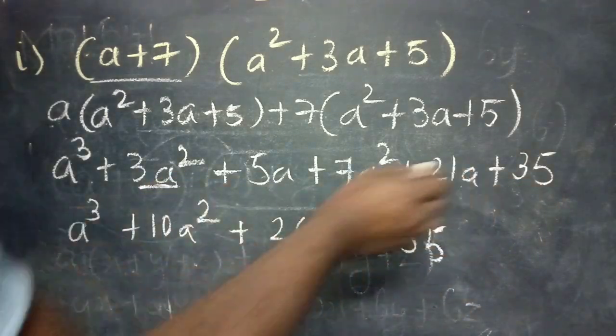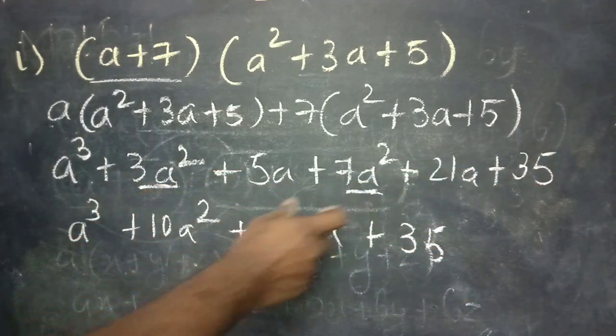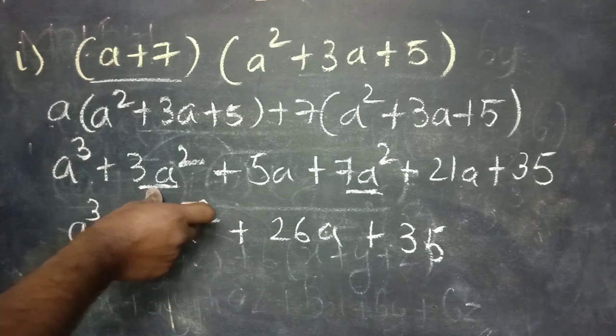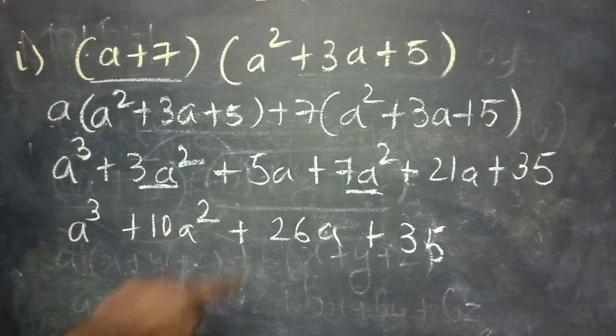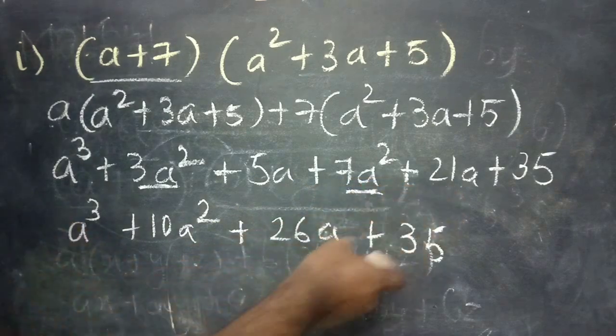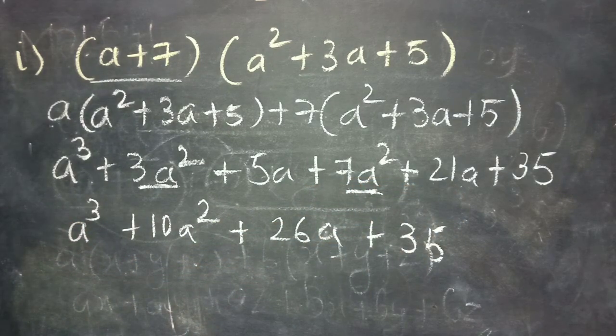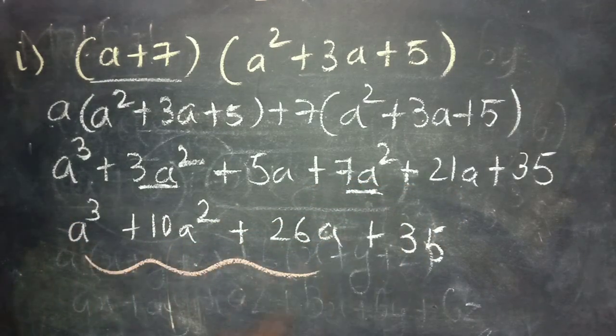Only like terms can be added, therefore 3a square and 7a square become like terms, therefore 3a square plus 7a square is 10a square. In the same way, 5a plus 21a is 26a. This is the solution.